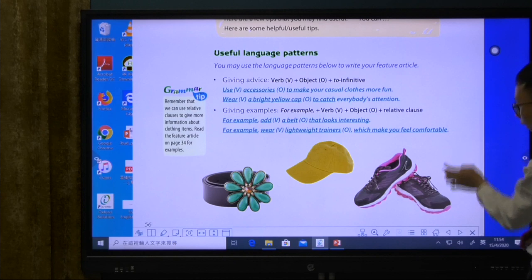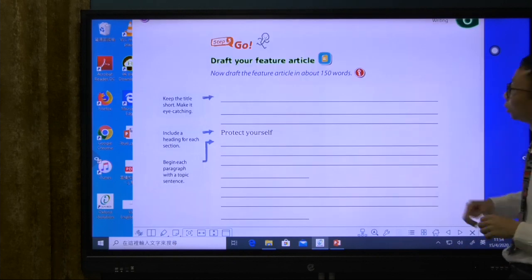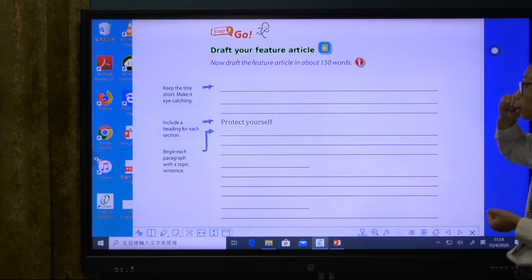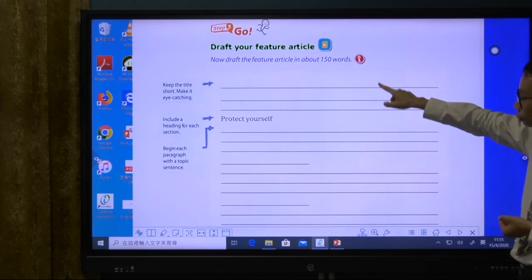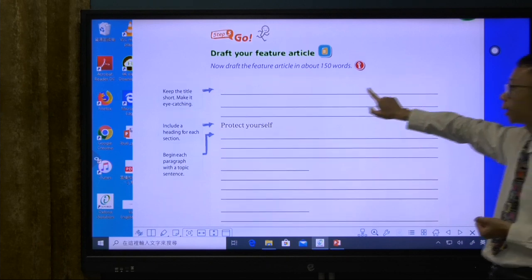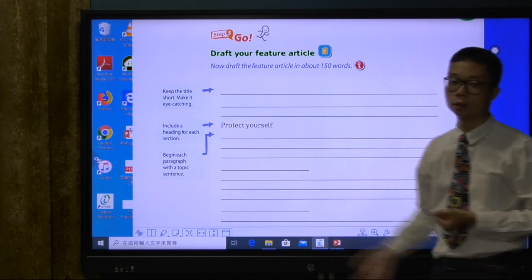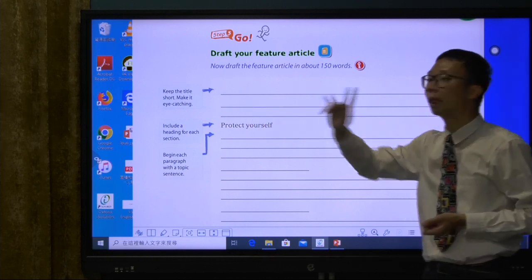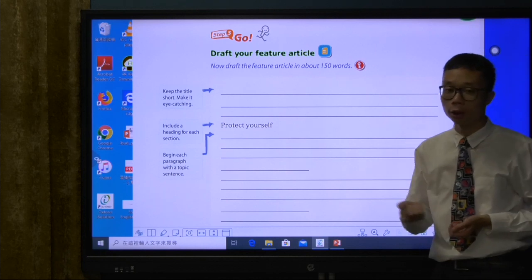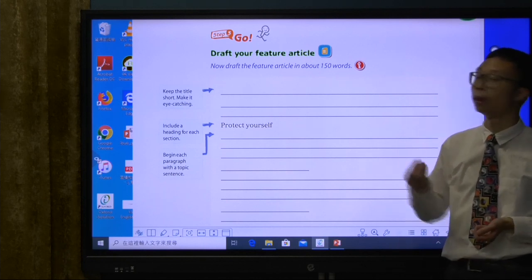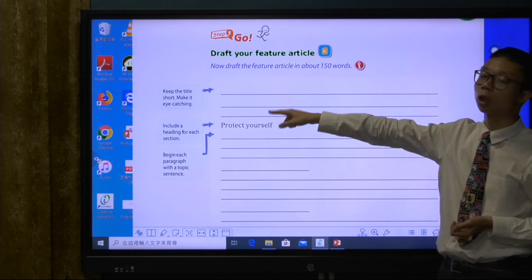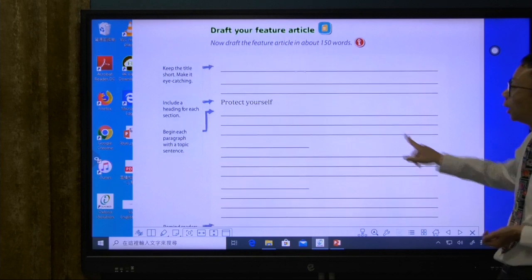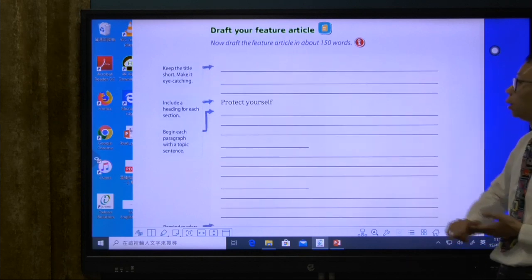Okay, now we go to the last part of the article. Now it's a draft, and we start to write your feature article right here. Remember we talked about the title. This is the title, the heading. Your title is about a school picnic. Make sure you talk about what you want to talk about, a school picnic, and make it eye-catching. That means making your title attractive to readers. Keep the title short, not too long, so that people are drawn at first glance and want to read the article.